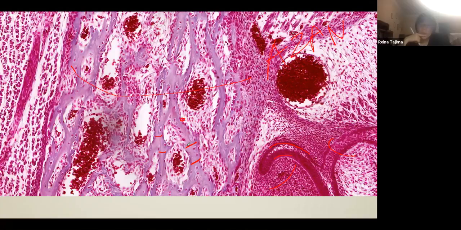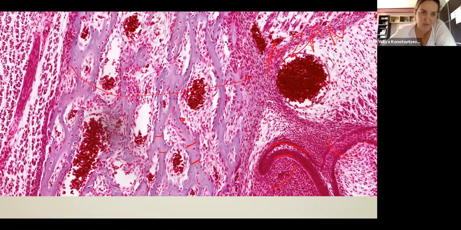Lacuna? Is this Lacuna? Very good. The white space around the osteocyte is lacuna. This is a flat of your osteocyte. That's the space where it is residing.